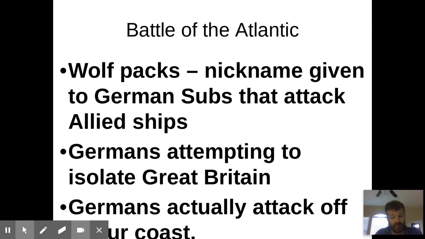The Luftwaffe still pretty much mercilessly attacked England, but it became clear that England wasn't going to quit. So it was kind of like, how much can you bomb them, right? So the Germans actually attacked off of the coast of the United States. These wolf packs in the Battle of the Atlantic, they were everywhere, right? They were everywhere.